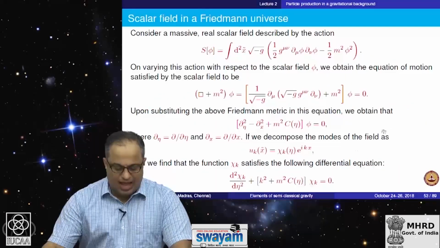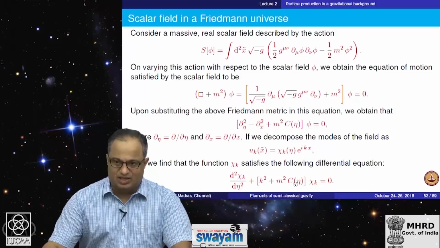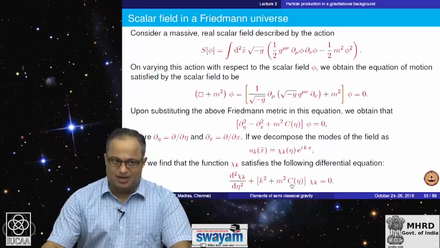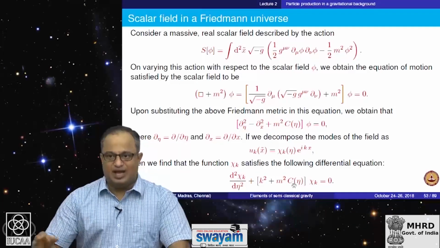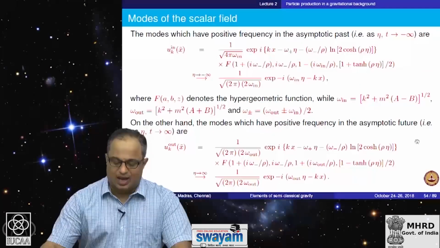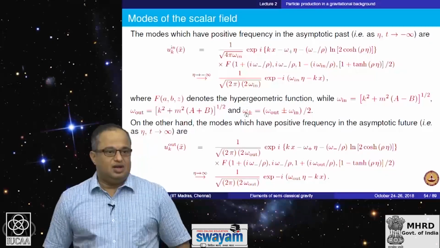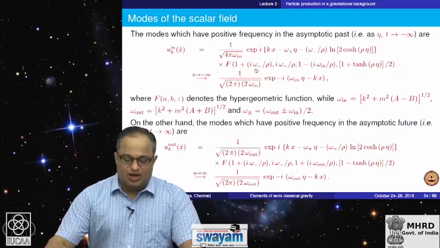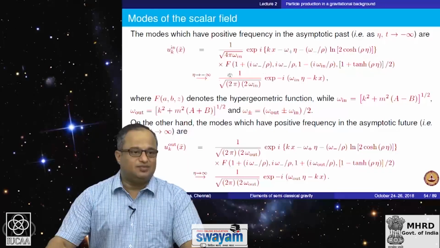Notice, as eta tends to 0, this becomes a minus b. As eta tends to minus infinity, this becomes a minus b. C of eta becomes a minus b, and as eta tends to plus infinity, it becomes a plus b. So, I can define an omega in, which is k squared plus m squared a minus b, and omega out as k squared plus m squared a plus b. That is what I have here, omega in, omega out, and there is omega plus or minus, which is essentially the sum or the difference of the two omegas at early and late times. So, what I have done, I have chosen this mode which at early times behaves as a positive frequency mode.